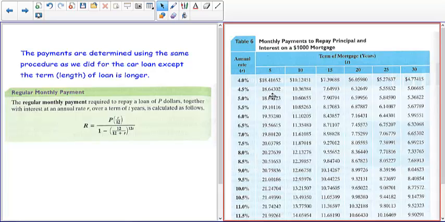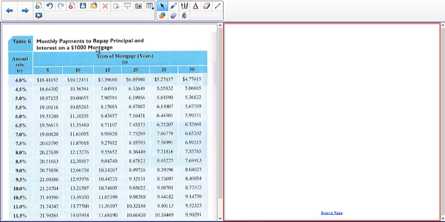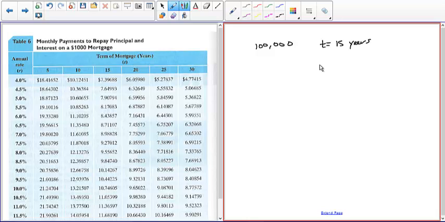There's a multiplying factor. So in the old days, if you didn't have computers, you'd have these tables which would have percent interest on one axis and the term of the mortgage on another axis. So I'm just going to show you how this would be used. So let's say I have a $100,000 loan, and this is per $1,000. So if I have a $100,000 loan, and let's say it's going to be a 15-year loan, and the interest rate, the R, is going to be, say, 5.5%.